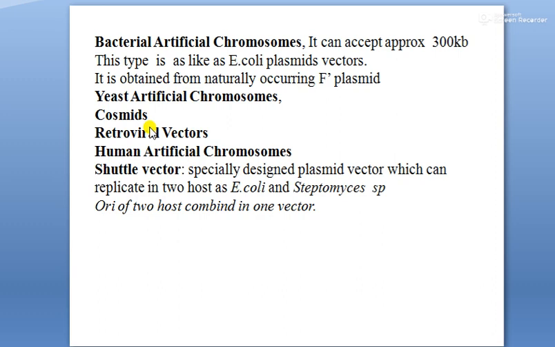And the next one is cosmid. The term cosmid is also related to plasmid. It possesses both plasmid and lambda phage features. And the retroviral vectors, human artificial chromosomes. And the last one is shuttle vectors. These are specially designed plasmid vectors which can replicate in two hosts, such as E. coli and Streptomyces sp. That means they have an ori, or origin of replication, of two hosts combined in one vector.